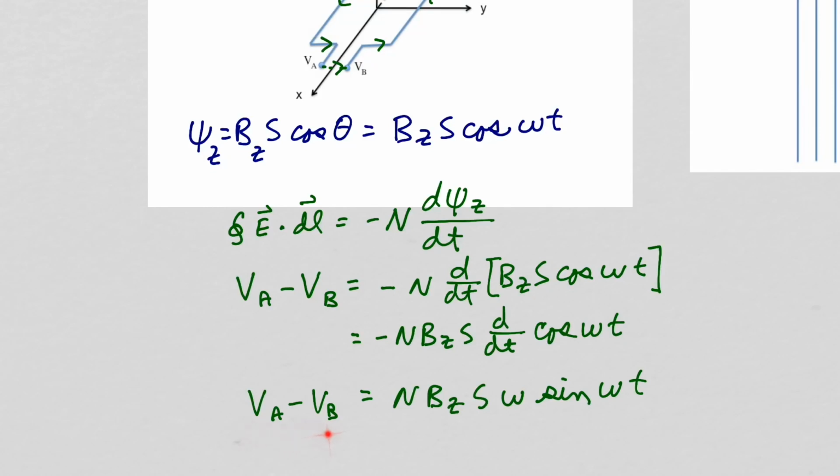The voltage that drops across the gap is sinusoidal with the frequency with which we're turning the coil, and it's proportional to the frequency you're turning the coil, the surface area of the coil, the magnetic flux density field in the z direction, and the number of turns of the coil.